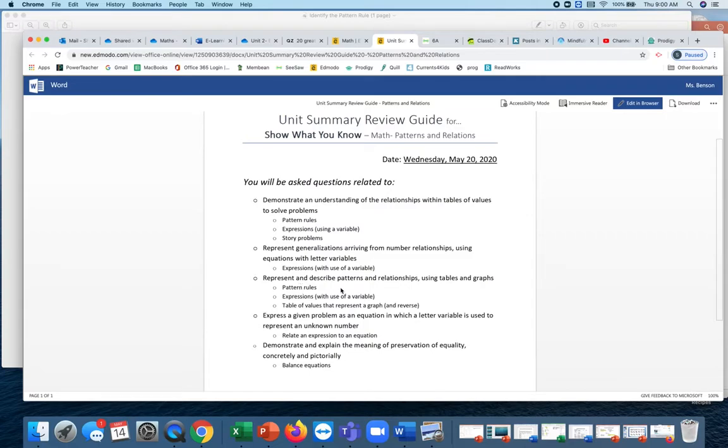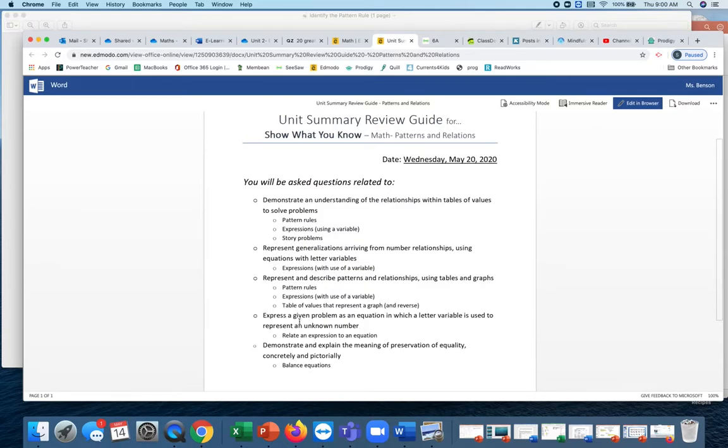Next, represent and describe patterns and relationships using graphs and tables. So that's the same thing, but now we're into graphs, right? That's the thing that we've been doing over the past week. So you might have to build a graph or work backwards from a graph to develop the pattern rule, the expression, and then maybe solve something like how many squares would be in figure 20, kind of like the seesaw thing we've been doing over the past couple days.